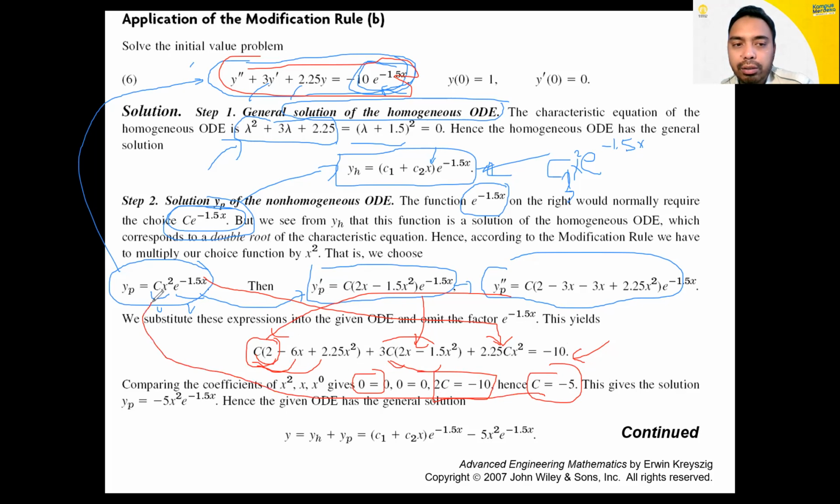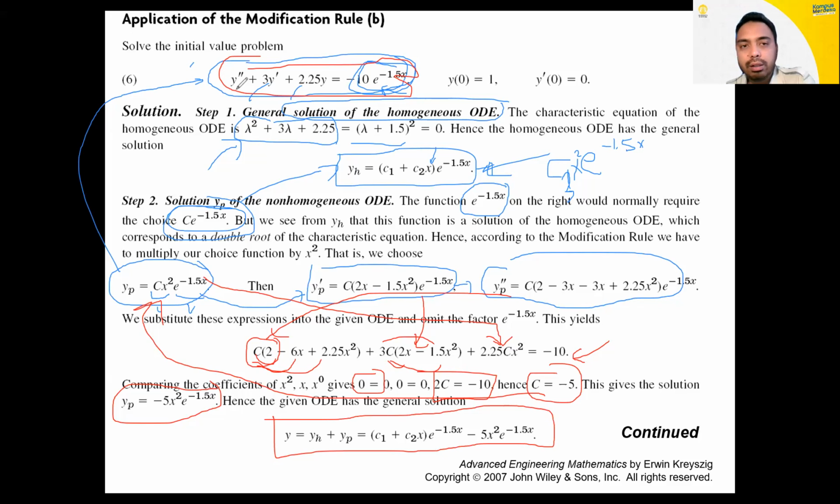Then you can substitute that into the original expression for yp. So you have a final solution for yp over here. And if you substitute back, you have the general solution of this second order non-homogeneous ODE.